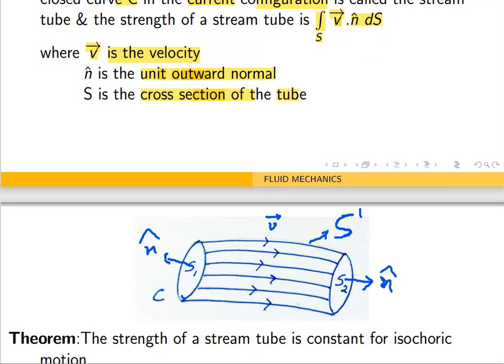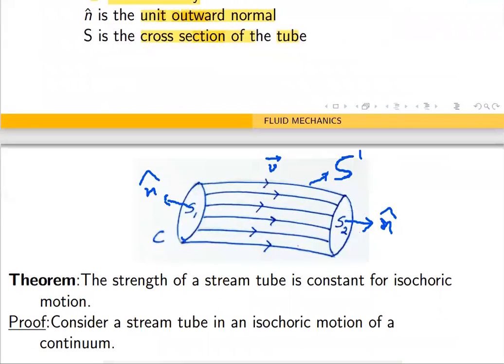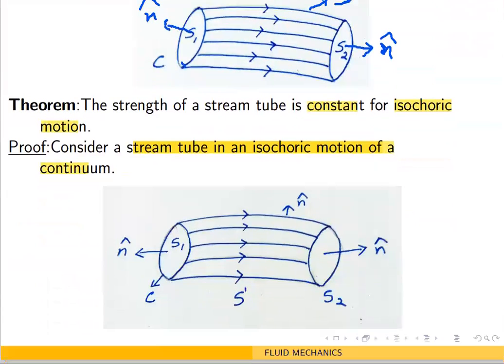Now we have to prove a theorem. The theorem is this: the strength of a stream tube is constant for an isochoric motion. Let us take a stream tube in an isochoric motion of a continuum. There is one more diagram here.